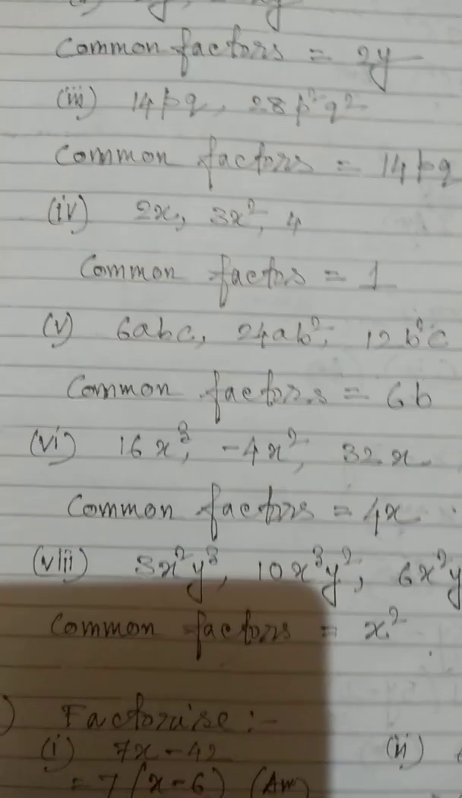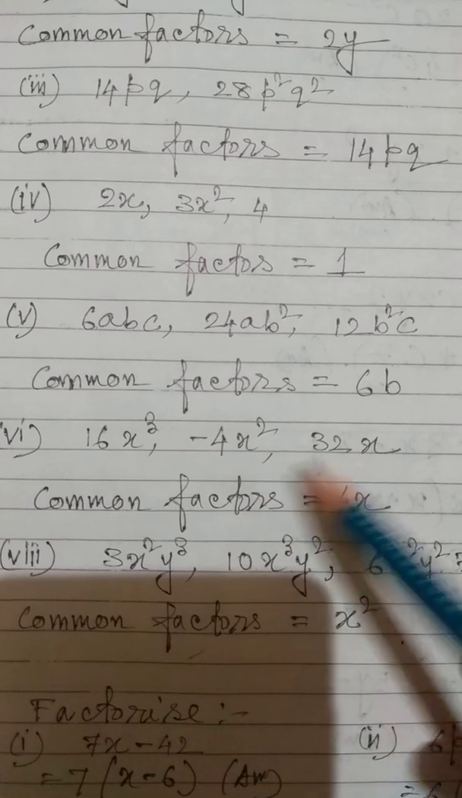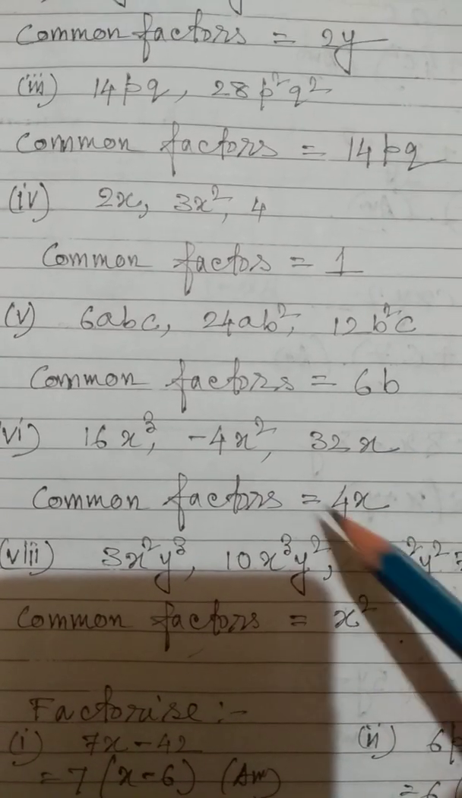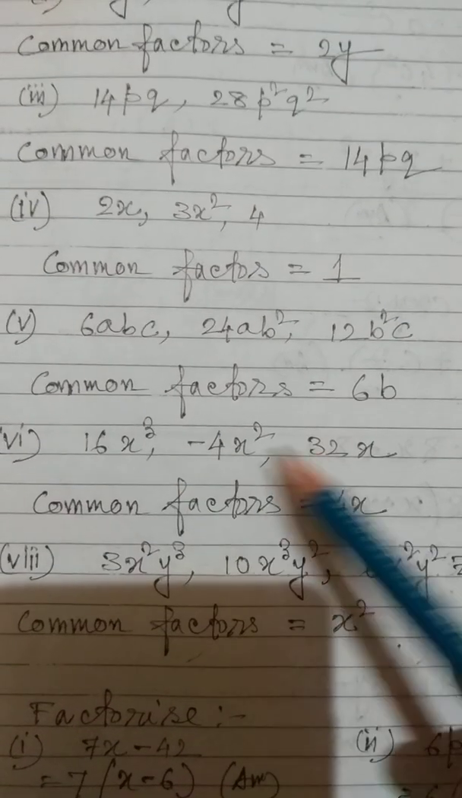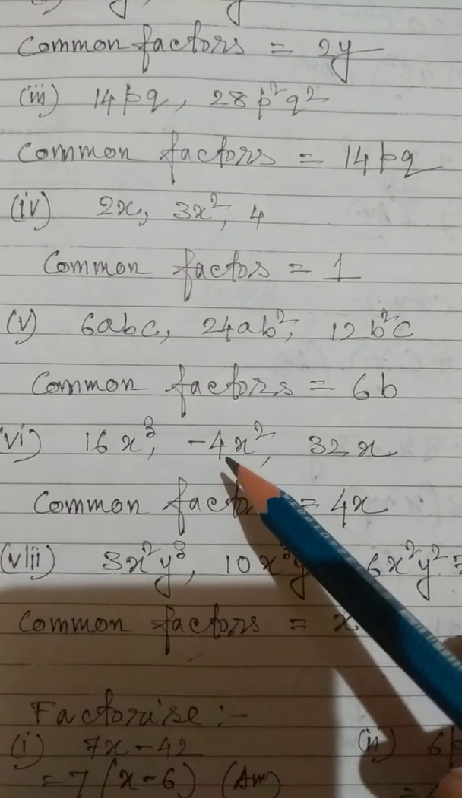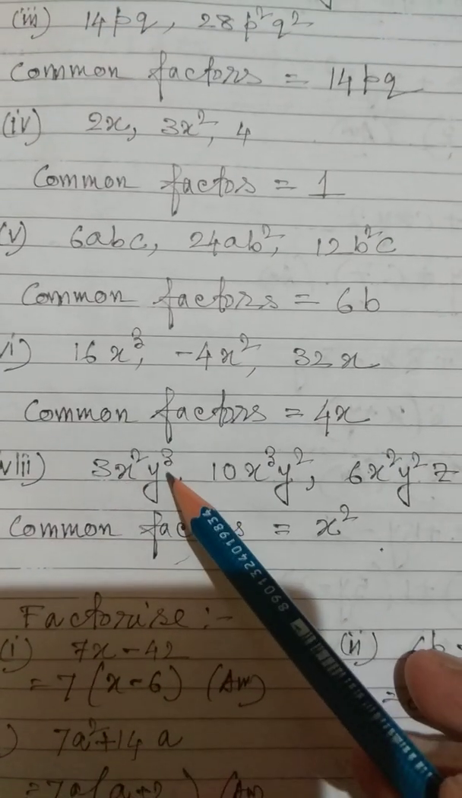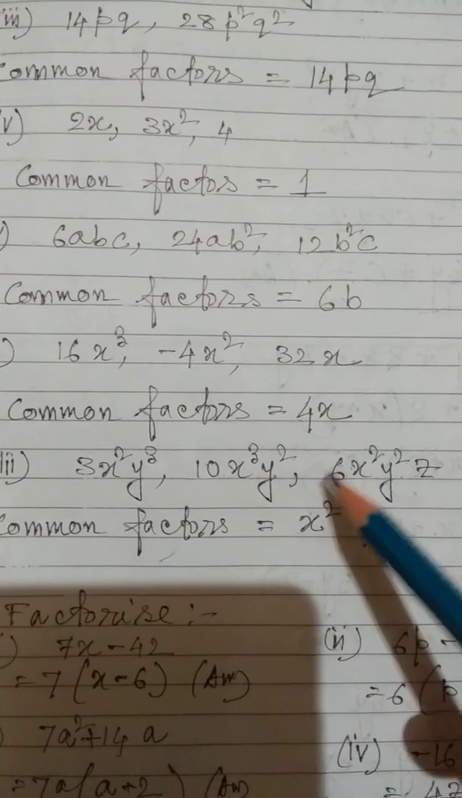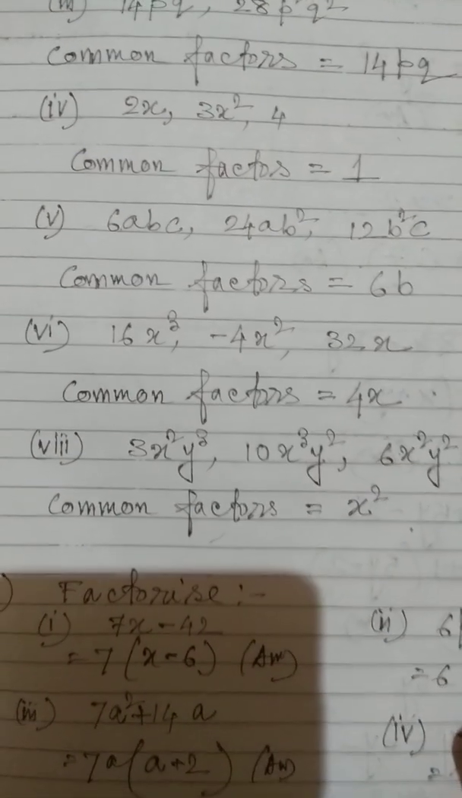Next Roman 6. 16x cube minus 4x square plus 32x. So the HCF of 16, 4 and 32 is 4, and x is also a common variable, but the minimum power of x is 1, so 4x is the common factor. Similarly, 3x square y cube, 10x cube y square, 6x square y square z. Only x square is the common factor.